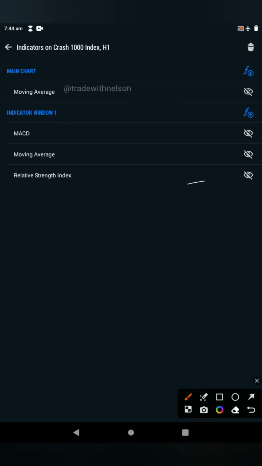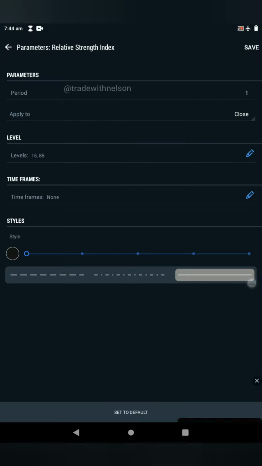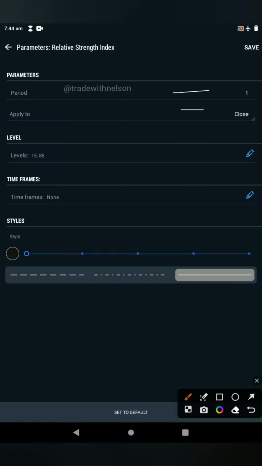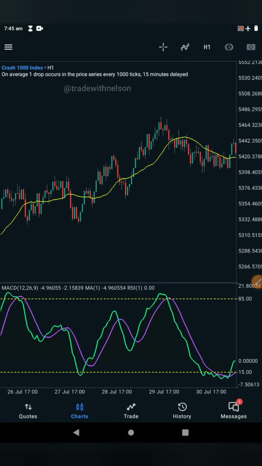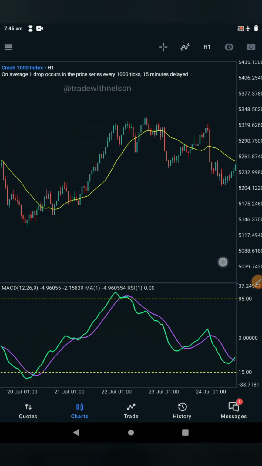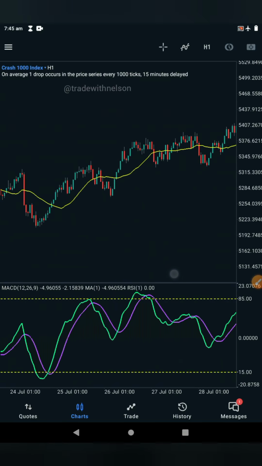And for the last indicator, which is the relative strength index, which we use for the levels, click on the F icon on the indicators Window 1 and search for relative strength index. Make the period 1, apply to close. For the levels, make it 15 and 85. For the style, make it the color of your background. If your background is white, make it white. If it is black, make it black. So make sure that all the colors that you choose are visible on your chart. After that, click on save. If you follow my settings correctly, your chart will look exactly as what you see over here.